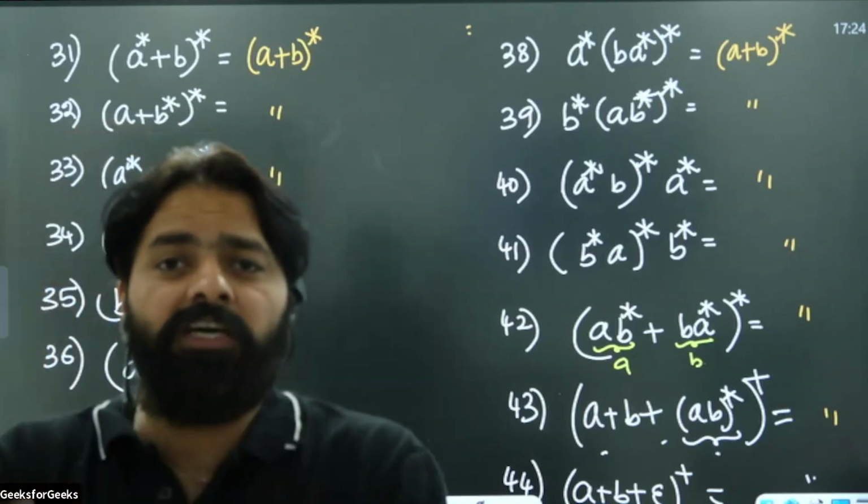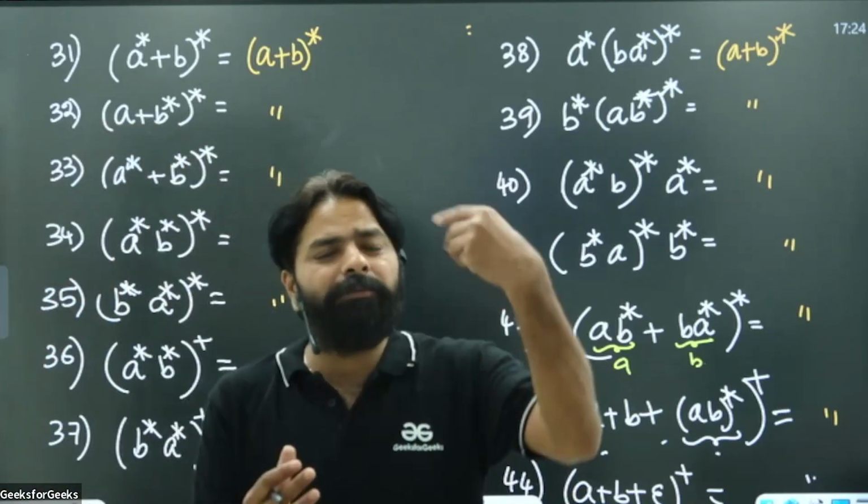Star, you have a lot of choices. Whole plus, except 0, everything is possible.